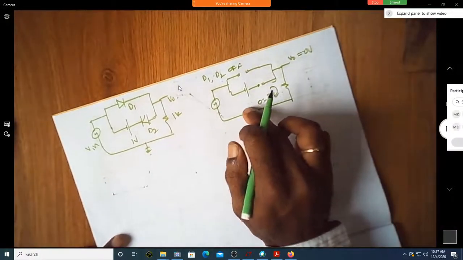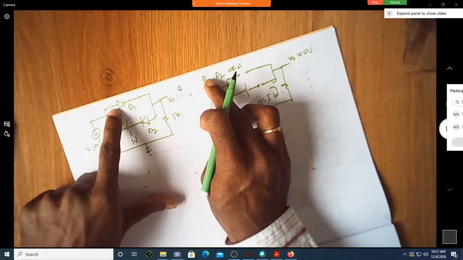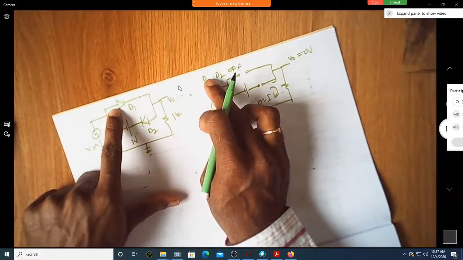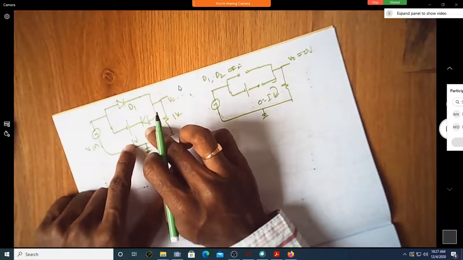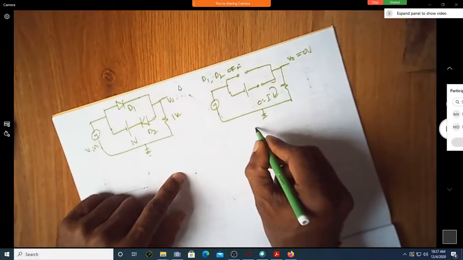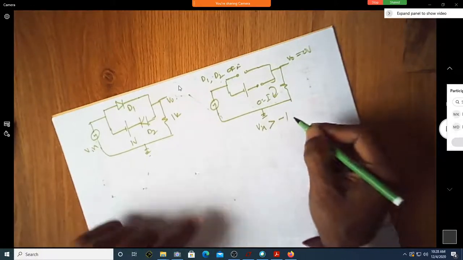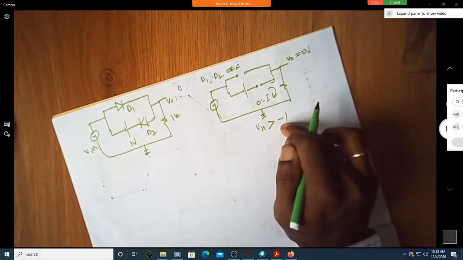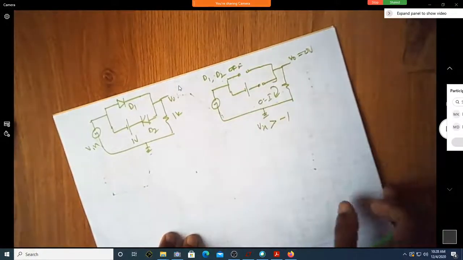This will happen. So when does this happen? Is this D1 off for the entire negative half cycle? Here, when does this conduct? This will conduct for voltages below -1. So this will happen for all voltages V in greater than -1. For any positive voltages, for any voltages greater than -1, this is the condition that will exist.